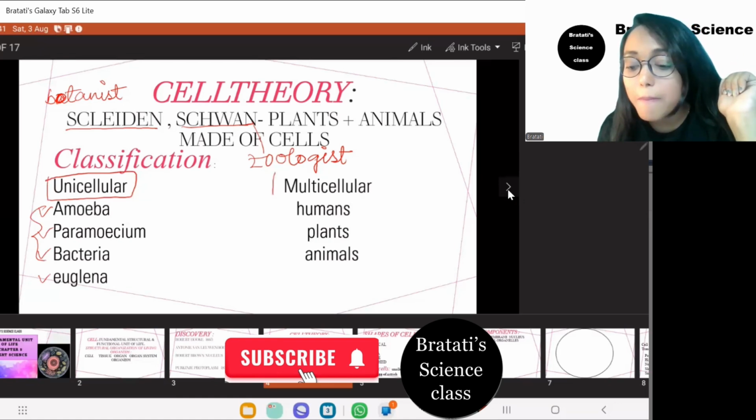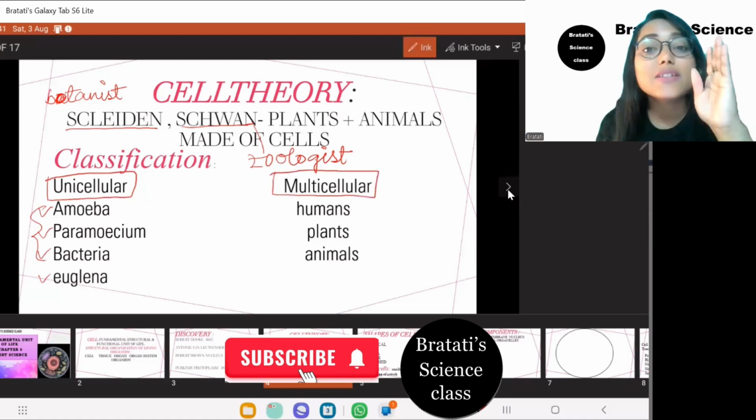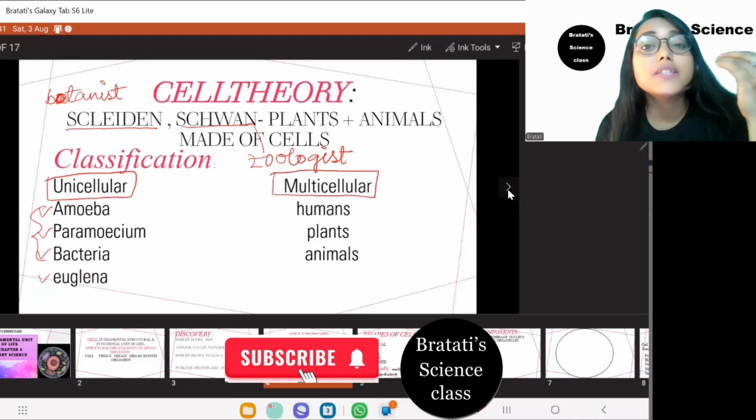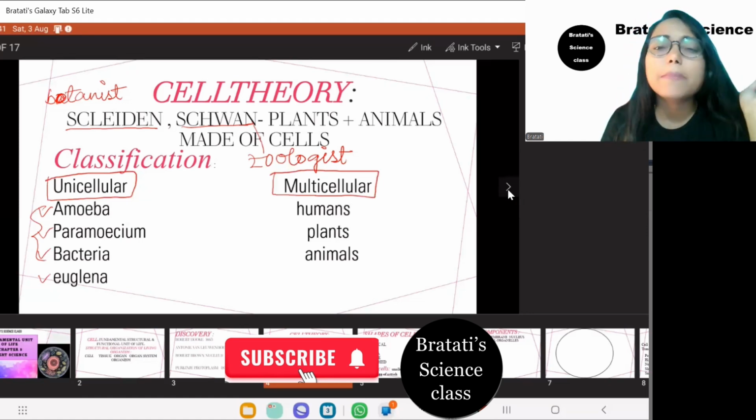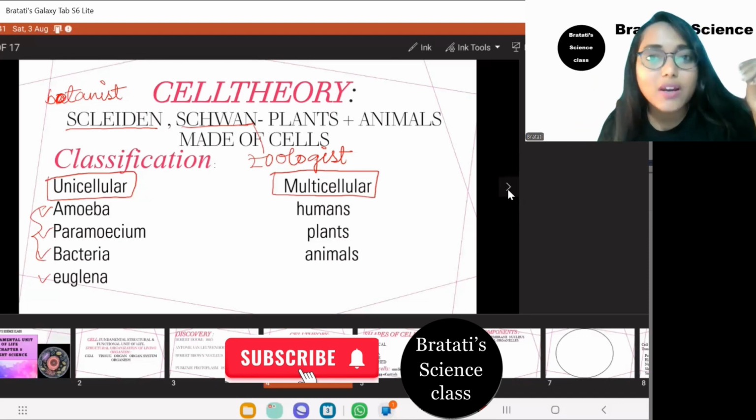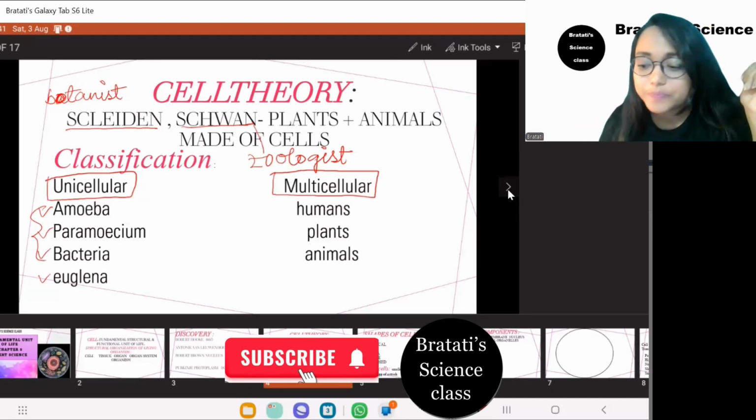Now we are learning about multicellular organisms. A few organisms are made of more than one cell. For example, we humans and all the plants and animals are made up of many cells. So they are called multicellular.